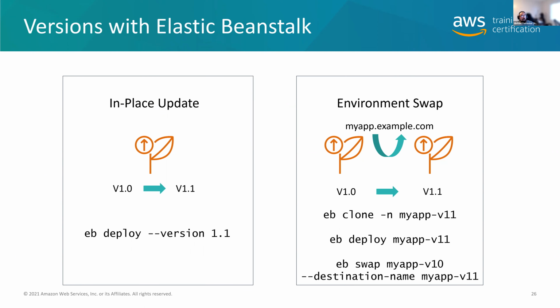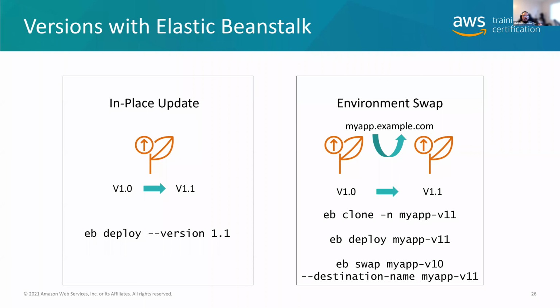Now, there are a couple of different ways of deploying. First of all, they can do an in-place upgrade. They can also do what's called an environment swap, where basically you clone an environment and then point your DNS URL. It's like blue-green, right? You go from one environment to the green environment, right?